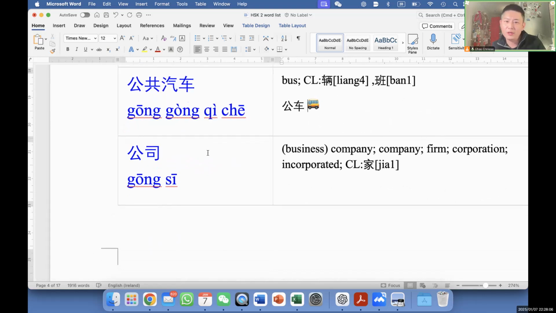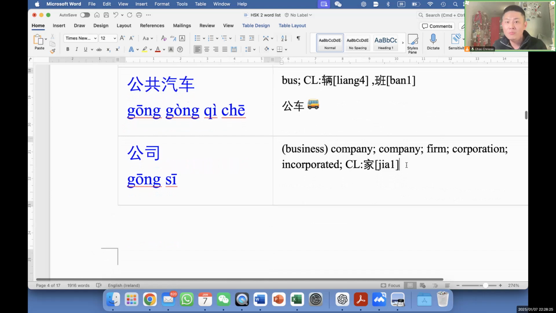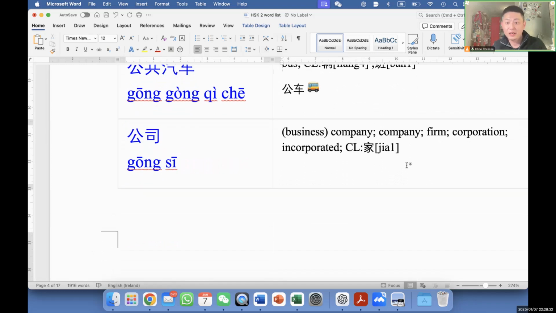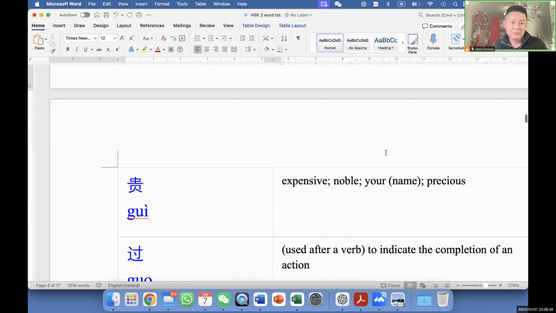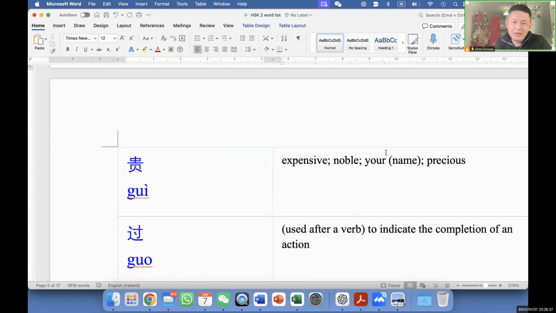公司, well, if you change 车 into 司, you have a different meaning of the word. 司 means to sort of manage, to control. So publicly controlling of something, it's becoming a company. And the measure word is, again, 家, a home of company. What did we learn? A home of hotel and a home of company. Again, pretty cool. I like the word home because home is good.